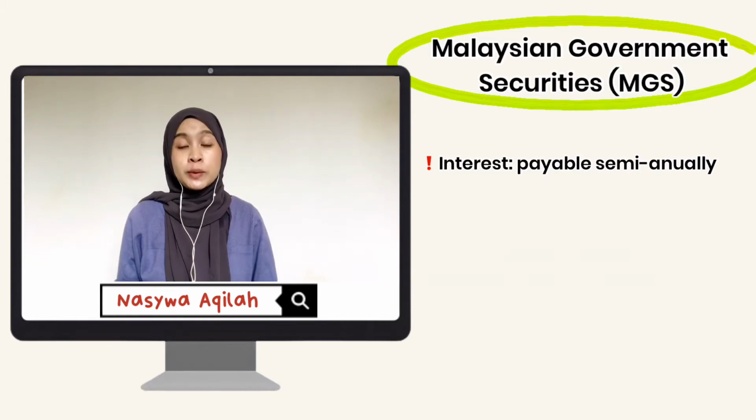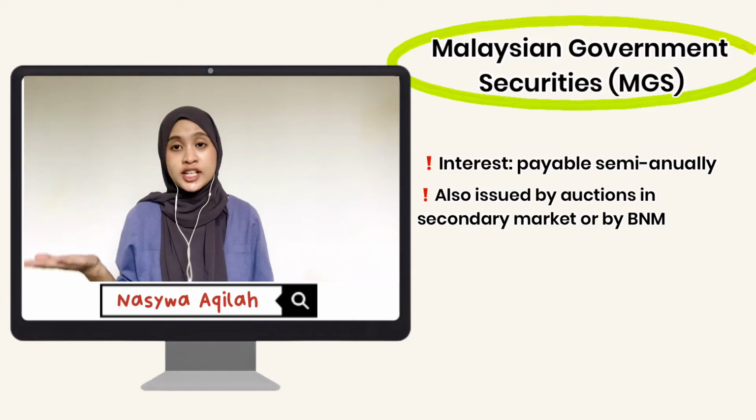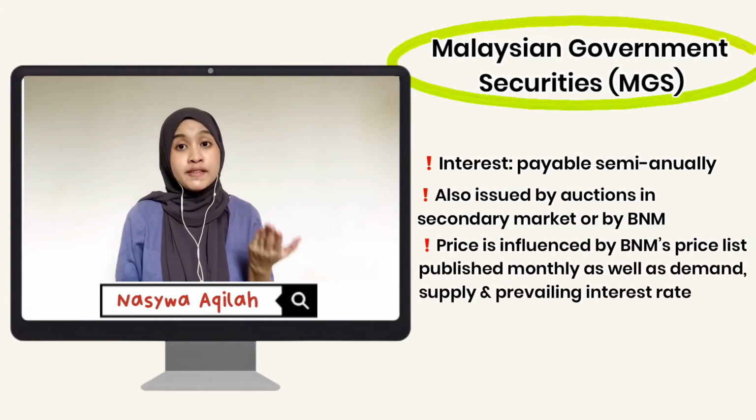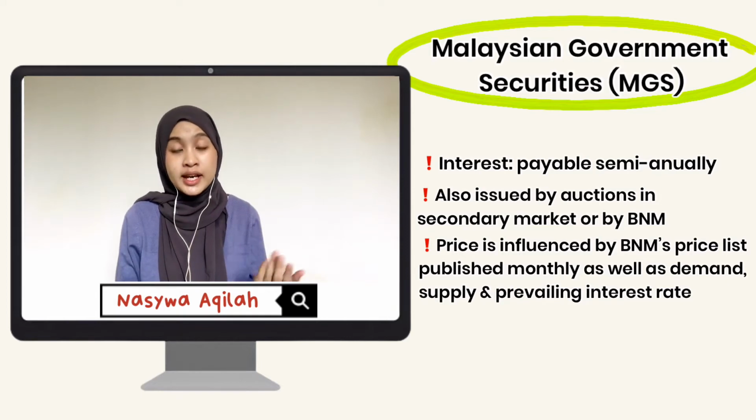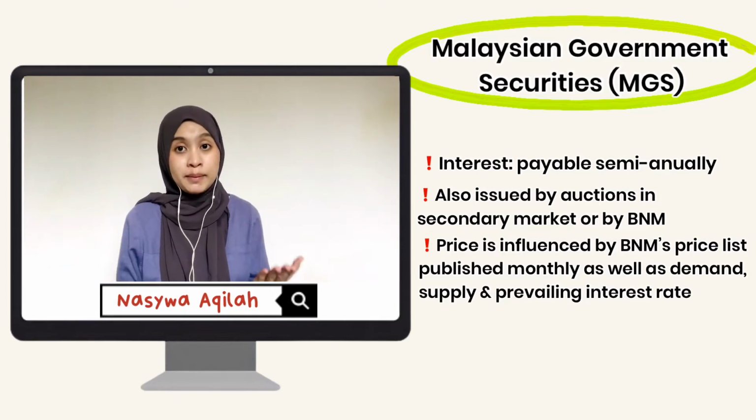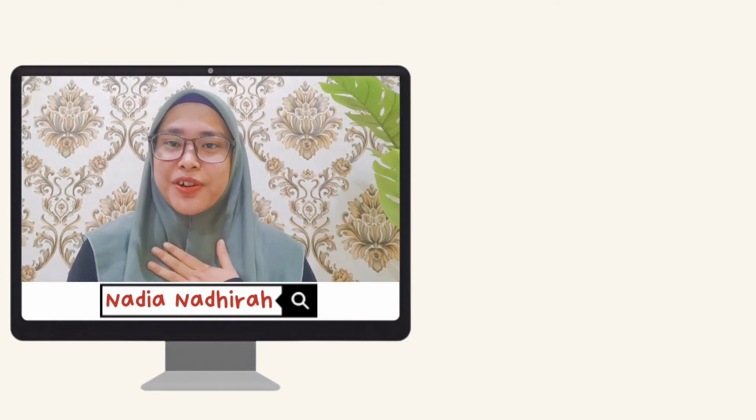MGS is also issued by auctions in the secondary market or by Bank Negara Malaysia as well. The price is influenced by Bank Negara Malaysia price lists that are published monthly, as well as the demand and supply and also the prevailing interest rate. So that's all for me. Thank you.